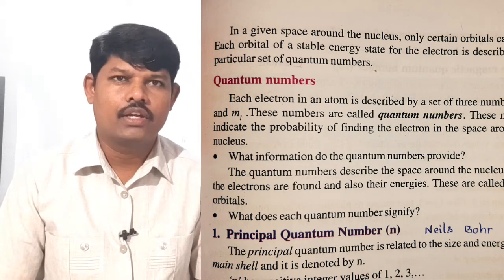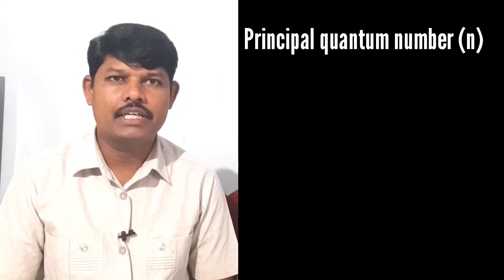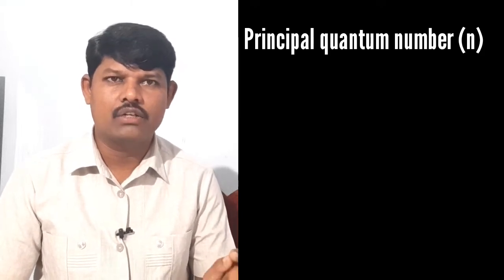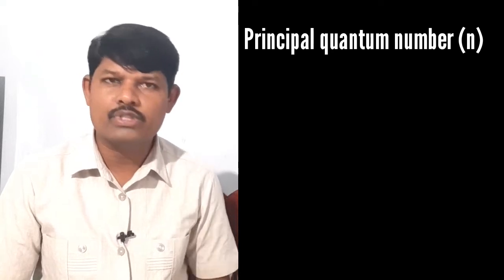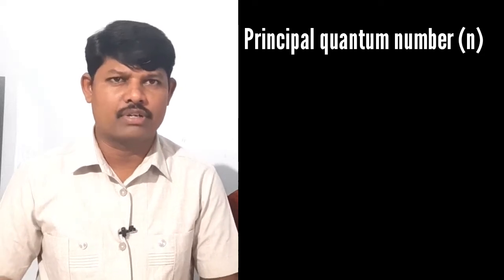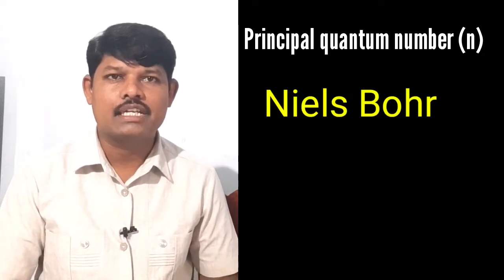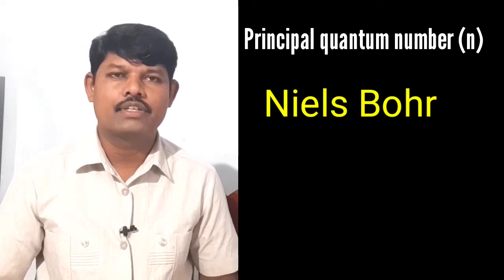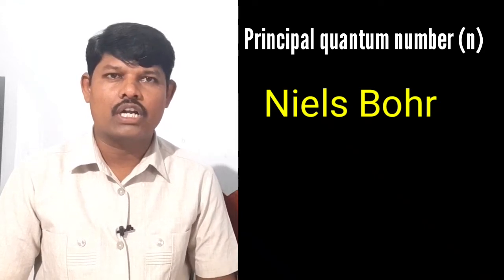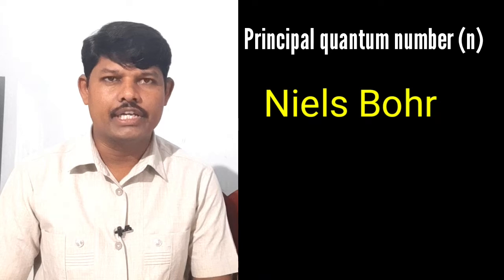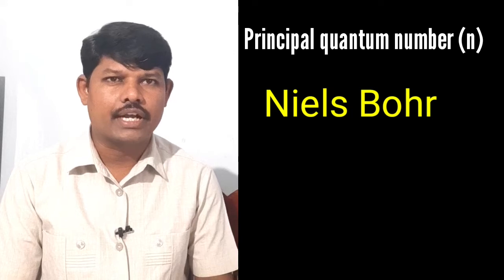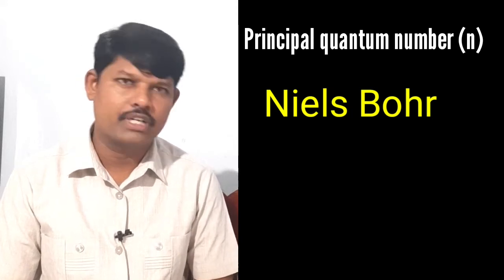First one, the principal quantum number, denoted by small n. You can write down small n. Who proposed this? Already we have discussed Bohr's model. From that, Bohr suggested some shells, and the shell numbers are denoted by this n. So this principal quantum number is given by Niels Bohr. You can also write it down in the textbook: Niels Bohr proposed the principal quantum number.